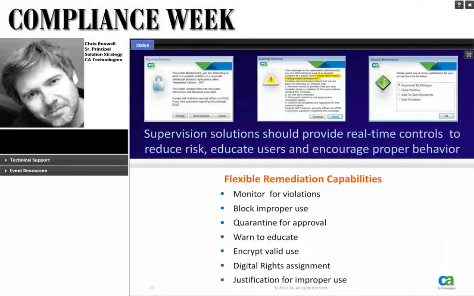Supervision solutions should also, and we provide this, provide a number of flexible remediation capabilities: the ability to monitor, block, warn, and quarantine. They should be able to integrate with your existing security that you may have. Maybe you're using rights management. Maybe you're using encryption technologies. These are things that your supervision solution should be able to do.